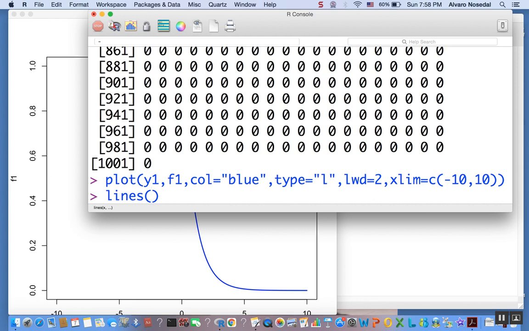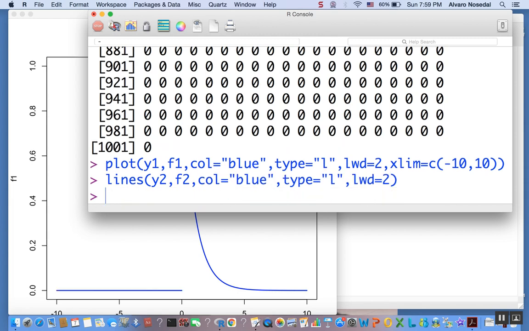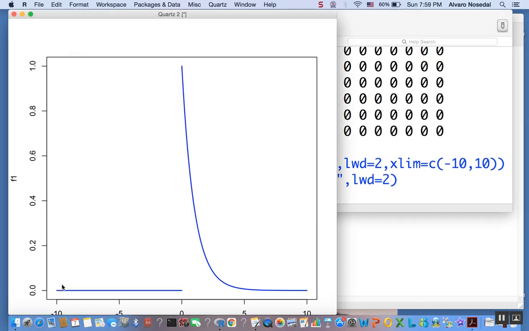So let me use that command lines, y2, because those are the values on the horizontal, then f2, those are the values that I want on the vertical, and I'm going to be copying and pasting these options. I want the same color, same kind of line, a bit thicker, and that's it. Let me copy those parameters there. Nice. So can you see that's a particular example? That's what an exponential distribution looks like.